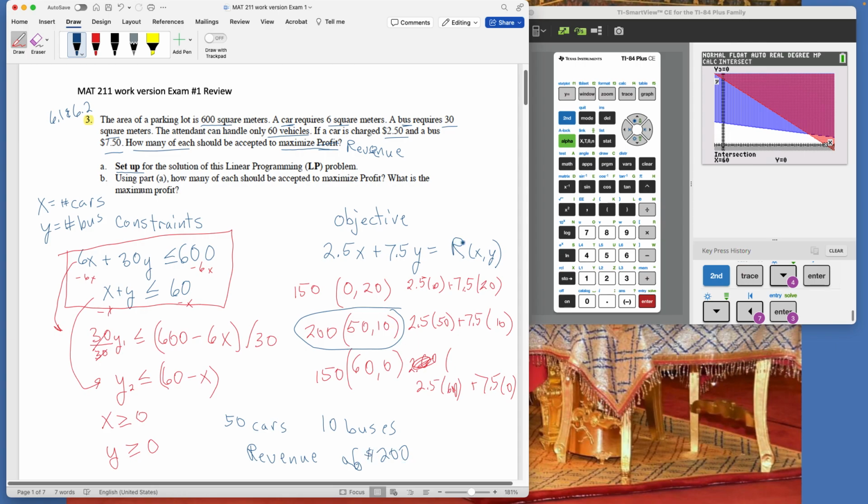Okay, so that's how we can do it. If they asked us to minimize, like cost, we would do exactly the same thing, but we would be looking for the smallest number. So that's the difference between maximize and minimize.